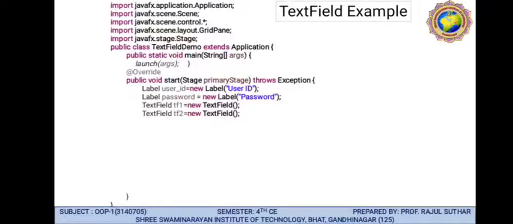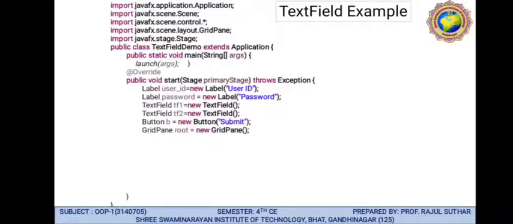But here we also require the text field. So TextField tf1 is one object of TextField, equal to new TextField, for the username. We require a second text field, TextField tf2, equal to new TextField, for the password. One button is required, like a submit button or OK button or cancel button. So here an object of a submit button is created.